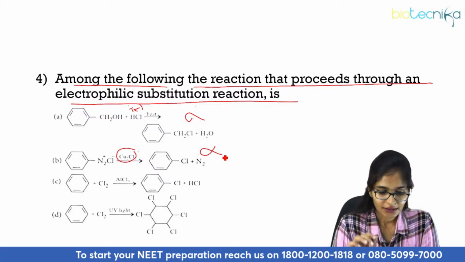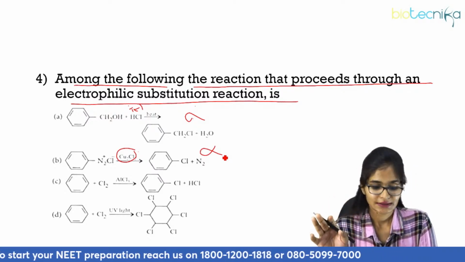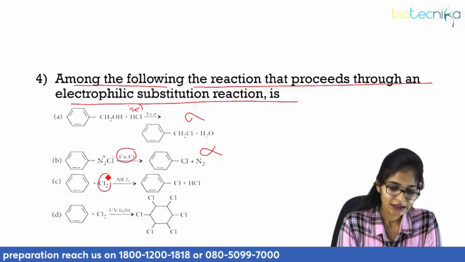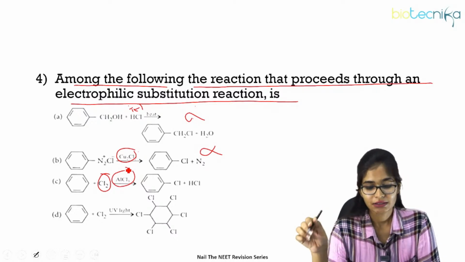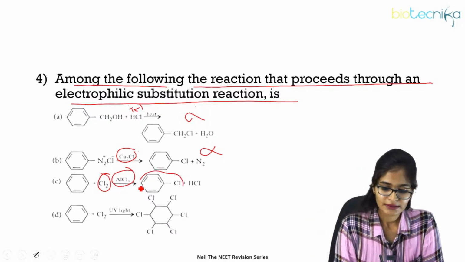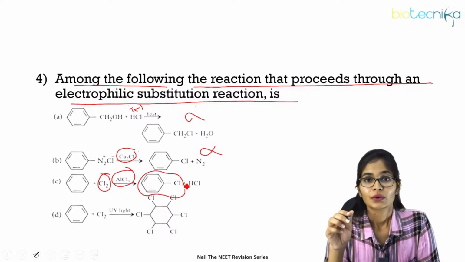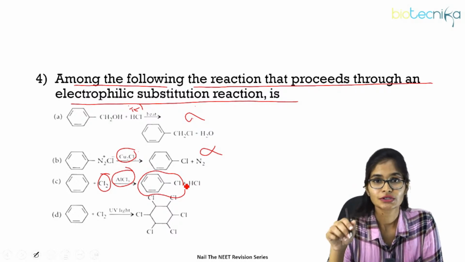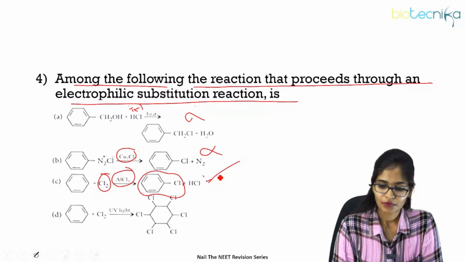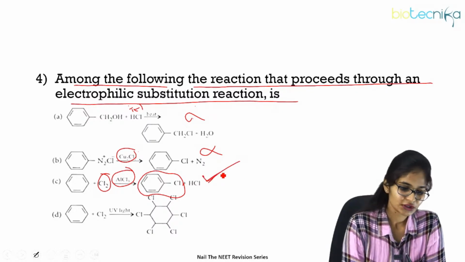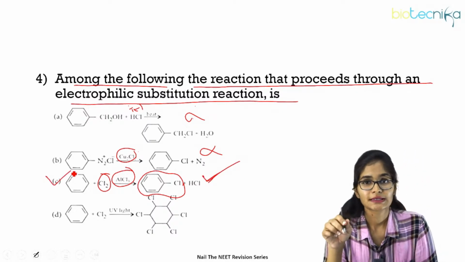Now, coming to the third reaction, just by closing your eyes, you can say that benzene is treated with Cl2 in the presence of AlCl3, right? So you are using anhydrous AlCl3 and you are getting chlorobenzene. Just now we solved that. This is a halogenation type of reaction, right? So this is electrophilic substitution, we can say, right? So option C is the correct one.